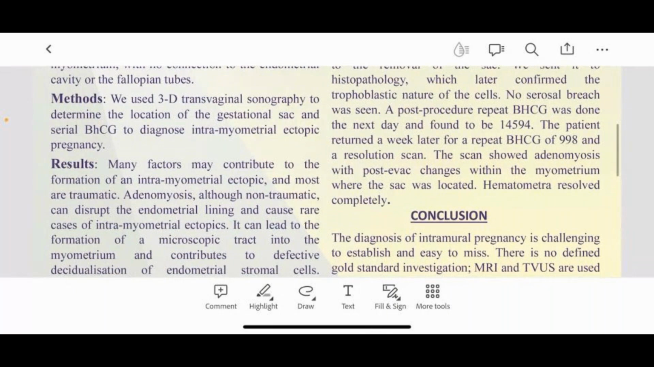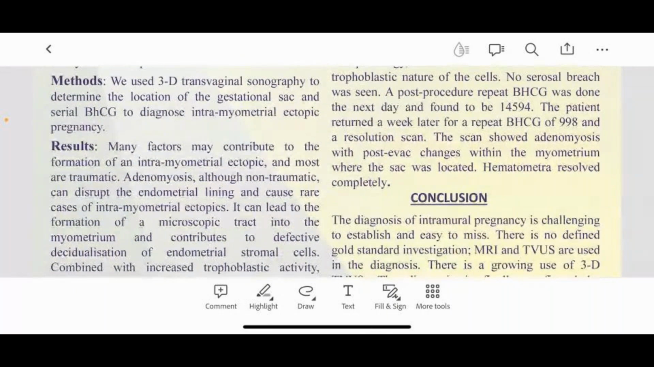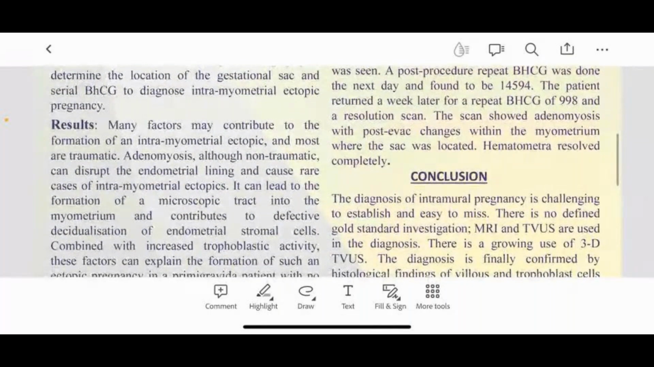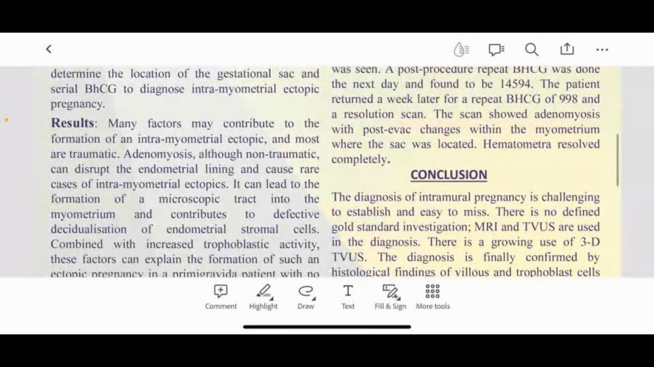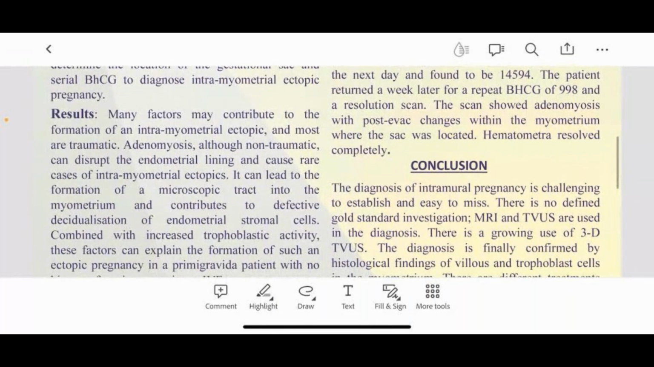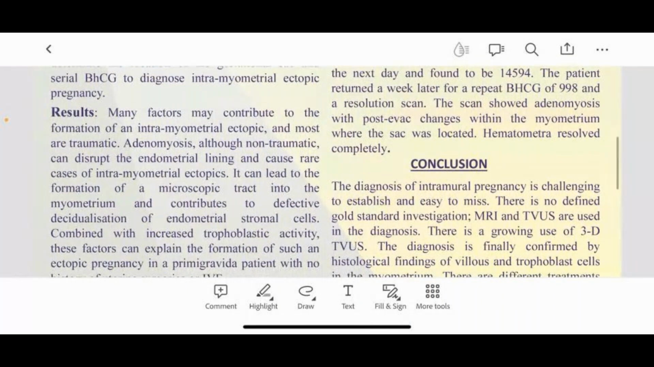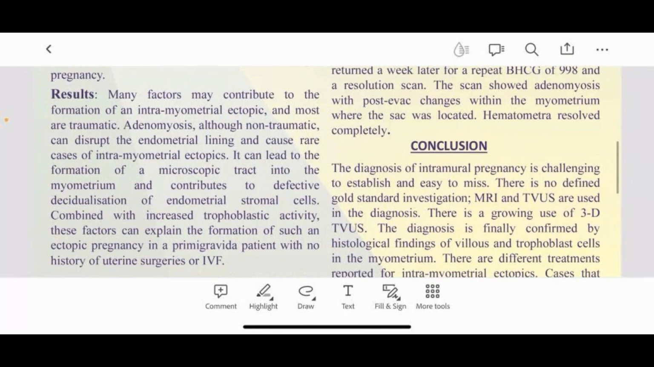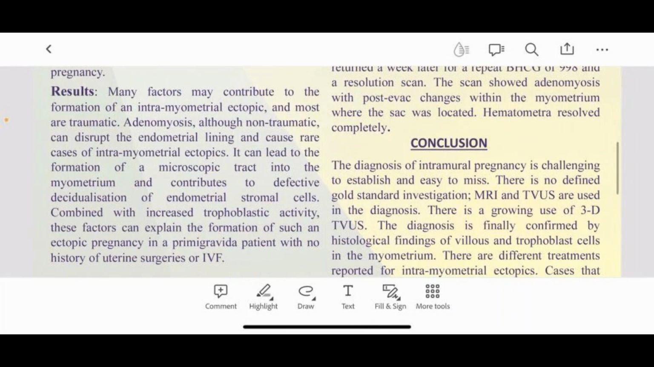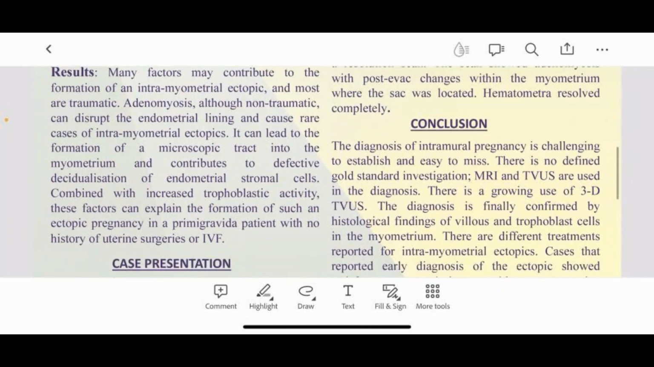The pathophysiology includes the formation of microscopic tracts into the myometrium and contributes to defective decidualization of endometrial stromal cells. Combined with increased trophoblastic activity, these factors can explain the formation of such an ectopic pregnancy in a primary gravida patient with no history of uterine surgeries or IVF.